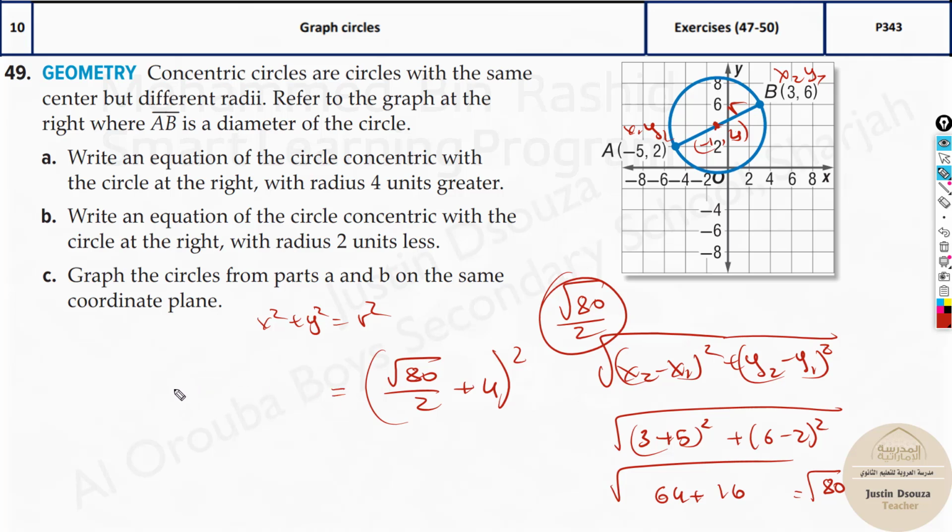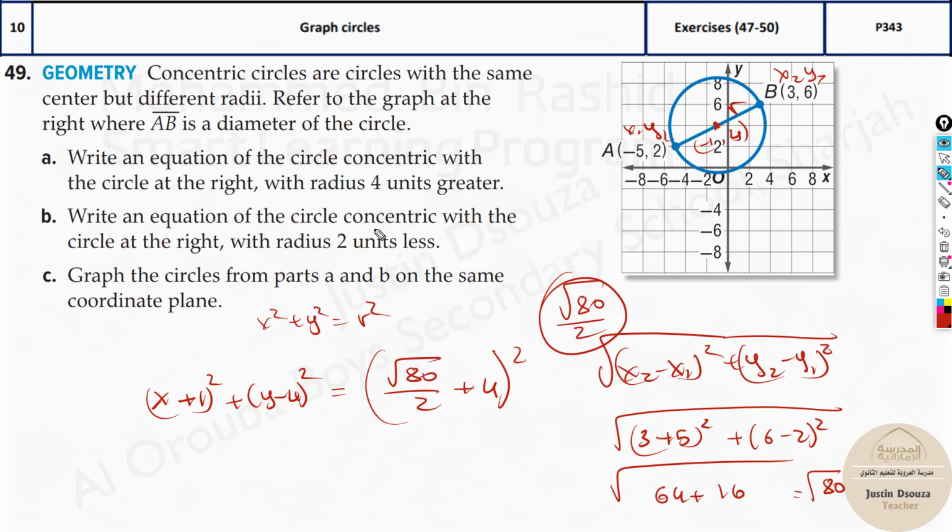And what is x squared and y squared? Now you need to remember to write the centers as well. It's x minus h the whole square. Minus of minus 1 will be plus 1, the whole square, plus y minus 4 the whole square. So this is the first equation. You can put this in the calculator, you'll get the answer.